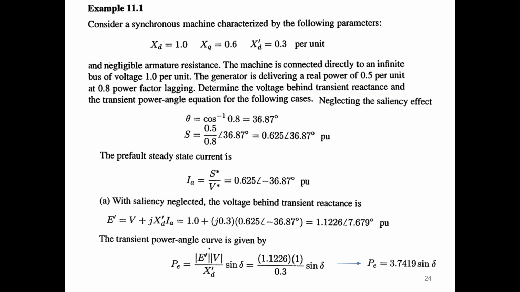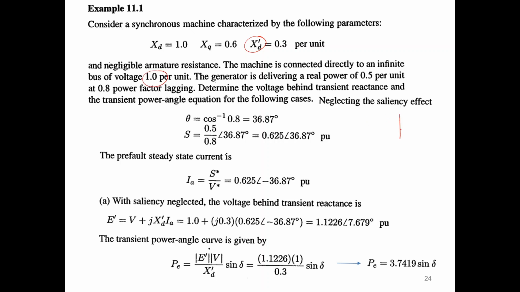So we see this example 11.1, right? The problem says that you have a synchronous machine with these parameters: xd, xq, xd prime. We are interested, of course, in the transient, so we put xd prime as our parameter. We neglect the armature resistance. The machine is connected to an infinite bus with voltage of 1.0 pu.